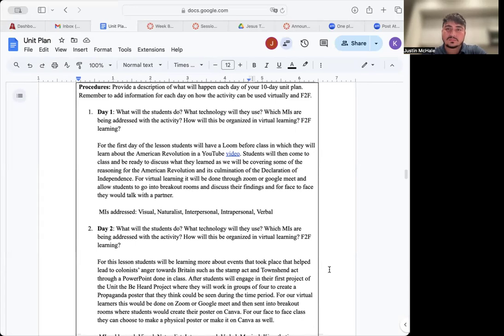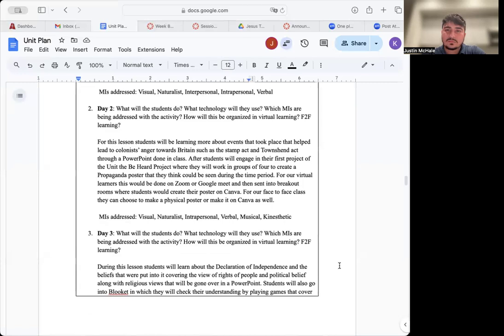For virtual students, for most of our days, it's pretty much the same thing, but in an online setting. So they'd be using Zoom or Google Meet, while face to face, they would be talking with a partner. That's kind of the gist of most of our days.